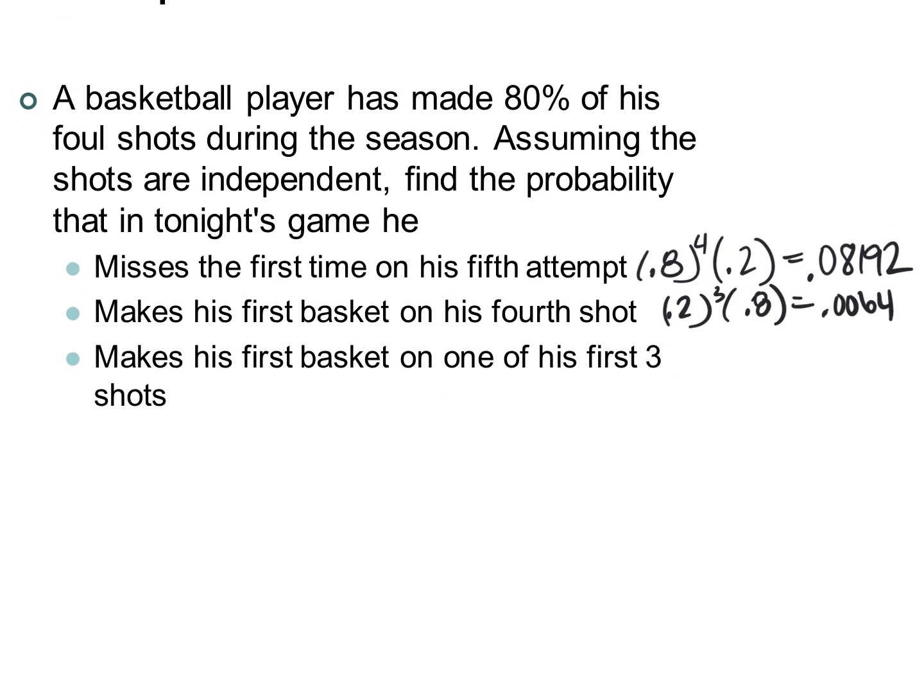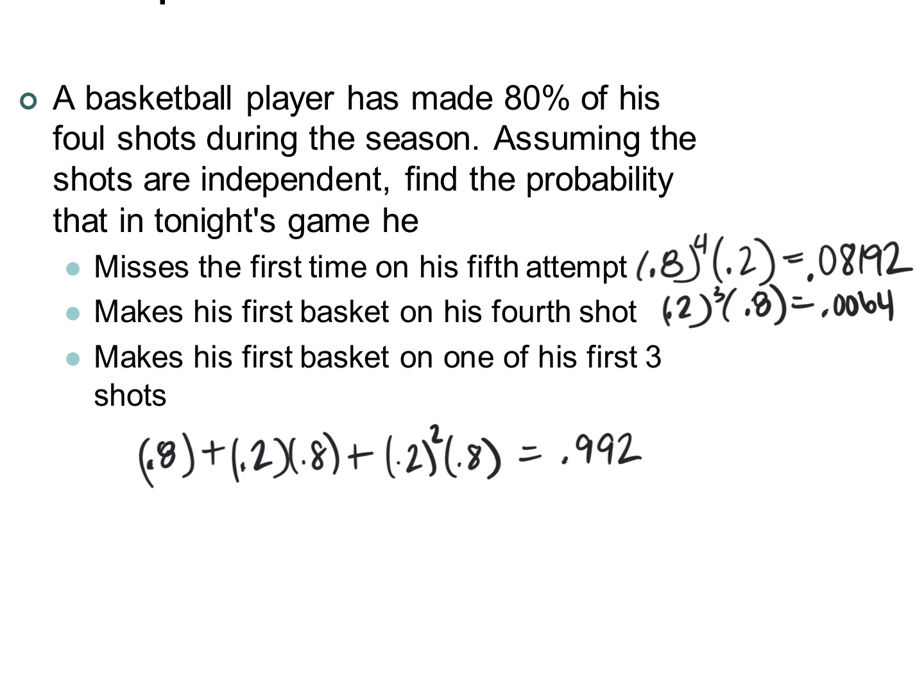And then he makes his first basket on one of his first 3 shots. So that means he makes the first one, right? So 0.8. Or, means add, he misses it and makes his first one on the second. So misses and then makes. Or he misses the first 2 and makes the third one, right? And that adds up to 0.992.